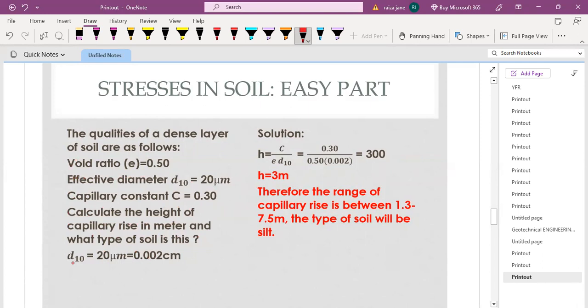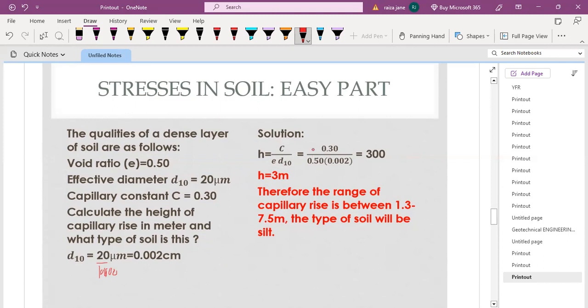So the effective diameter, since it is in micrometer, let's convert it into centimeter. If I'm not mistaken, we divide it by 10,000 to convert the micrometer into centimeter. So, we get 0.002 centimeter.